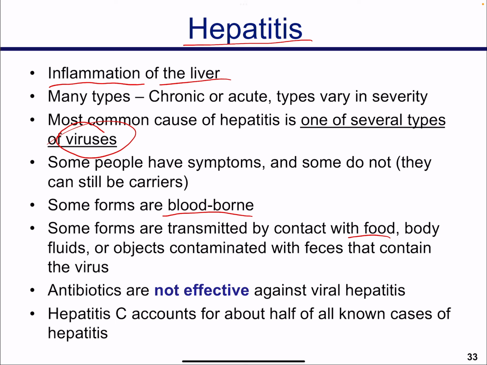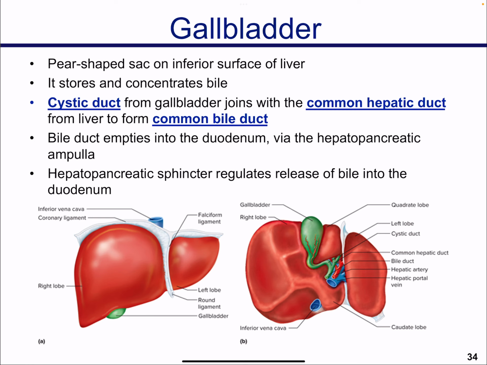Now, understand that antibiotics are not effective against viral hepatitis. Let me repeat that. Antibiotics are not effective against viral hepatitis. Okay? Hepatitis C, which is caused by the hepatitis virus C, okay, is one of the most common causes of hepatitis.